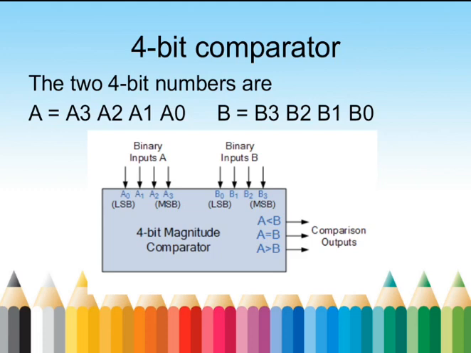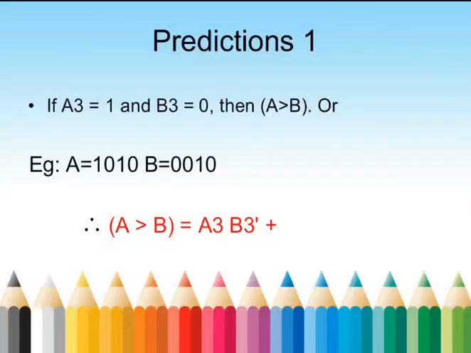Now we are going to identify these 3 different outputs by the use of the prediction method. Since we already identified the logical expressions for A is greater than B, A is less than B, A is equal to B using the 1-bit magnitude comparator, the same predictions can be used in this 4-bit magnitude comparator also. So first we will predict for the MSB bit.